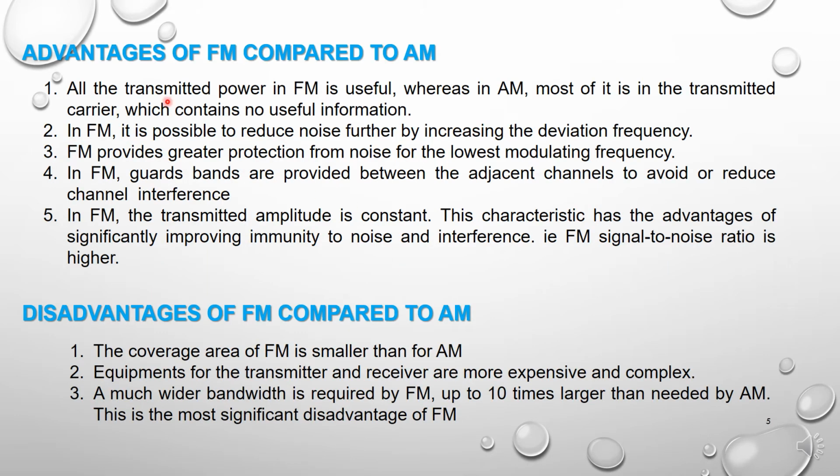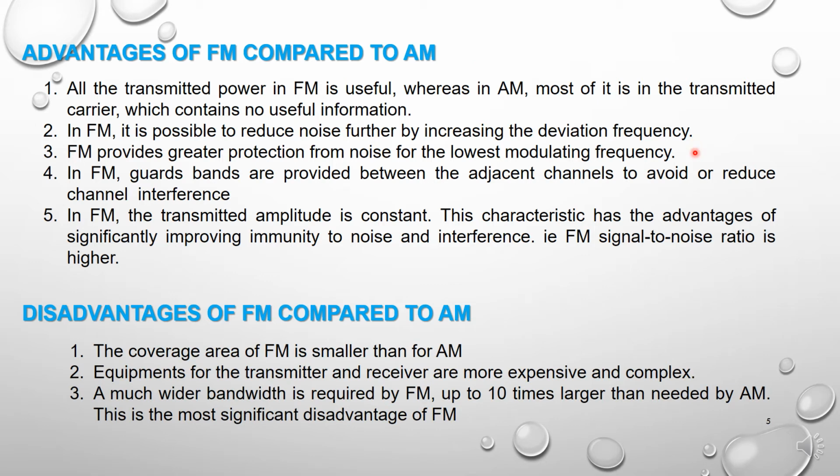Okay, next part we will look at the advantages of FM as compared to AM. The first one, all the transmitted power in FM is useful, whereas in AM most of it is in the transmitted carrier, which contains no useful information. In FM, it is possible to reduce noise further by increasing the deviation frequency, and FM also provides greater protection from noise for the lowest modulating frequency.